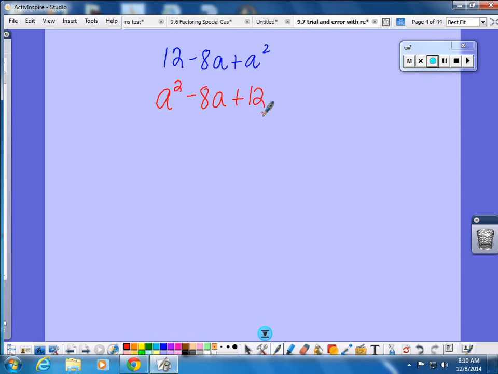Okay. Now, the last term is positive. There is not a greatest common factor. This is not a perfect square trinomial. I would square a to give me a squared. I need like signs because of this positive at the end. They both need to be negatives.